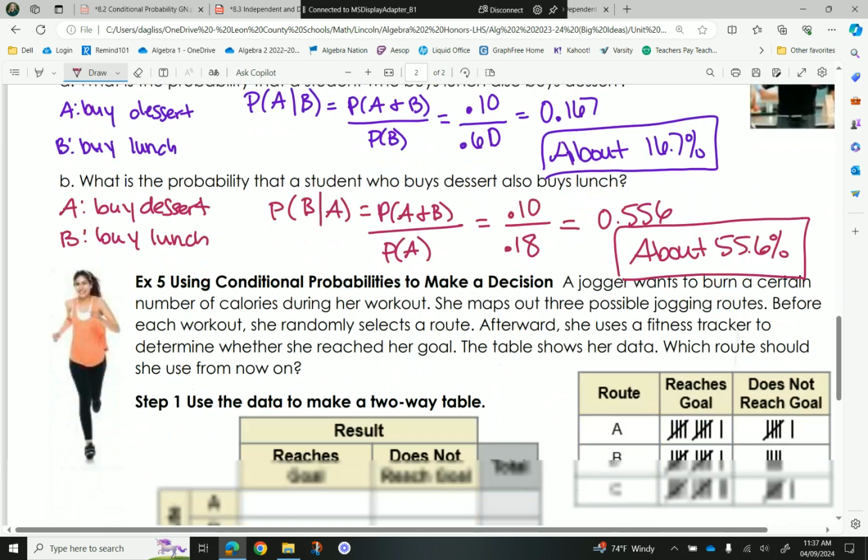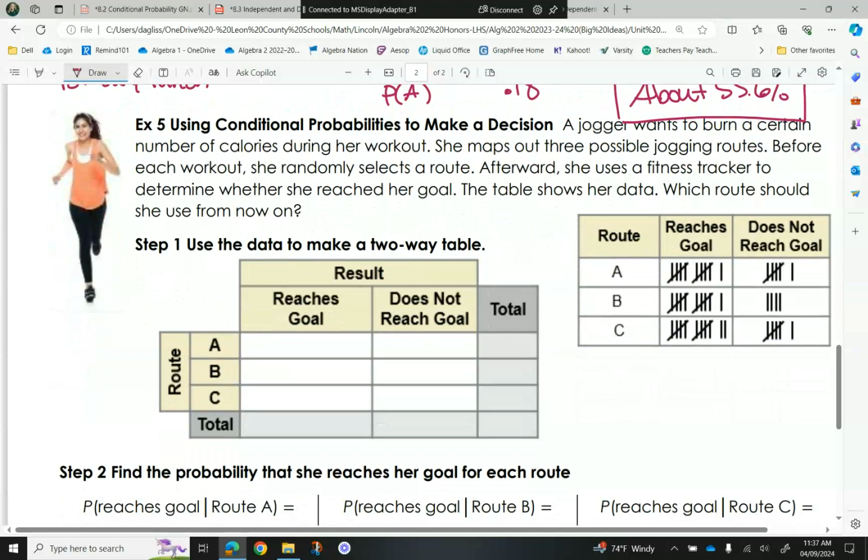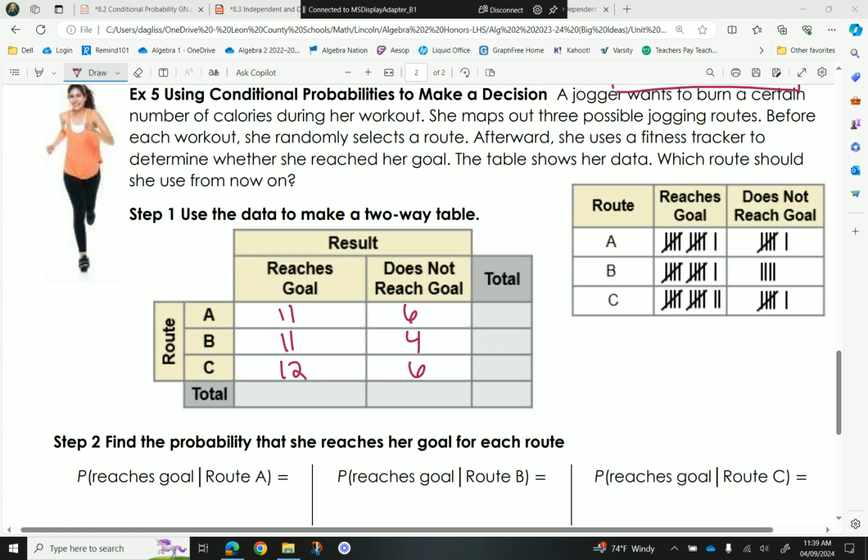So the first thing we have to do is convert her tally chart into a frequency table. So I'm going to pause and you're going to do that. Convert those tallies into the frequency table. Okay, so that part was given to me. What did you put for the total of reaches the goal? Alright. Total for not reaching it.